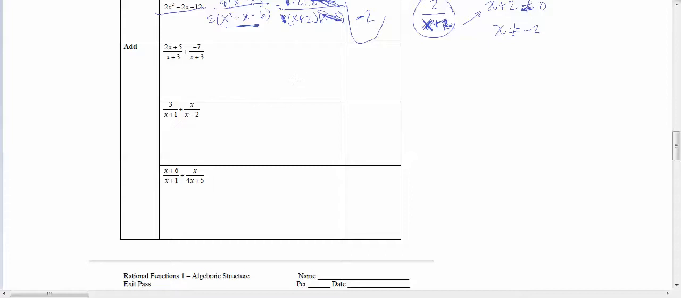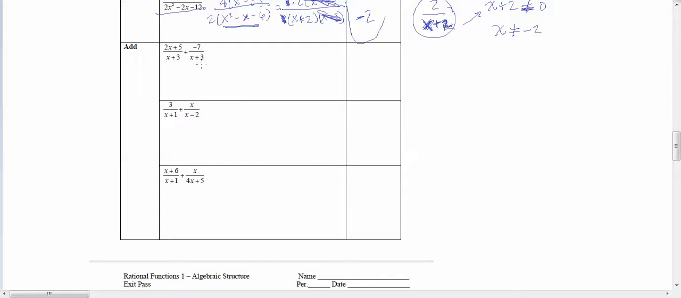Adding and subtracting rational functions is actually not that bad. If you remember the steps that we did when we added or subtracted regular fractions, you'll be okay. Just remember, you have to make the denominators the same. So let's tackle this one right here.